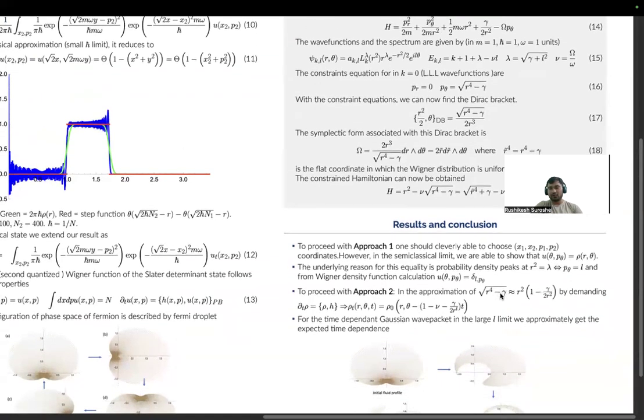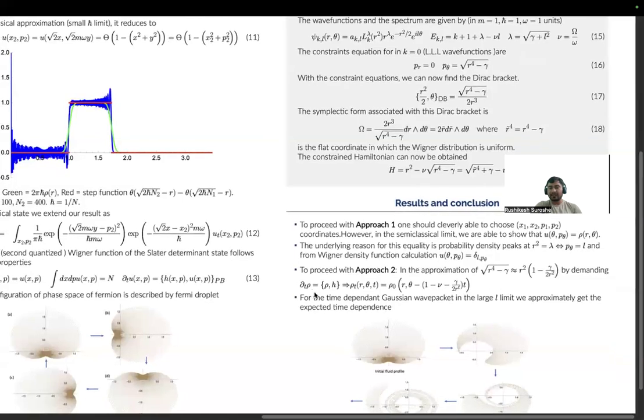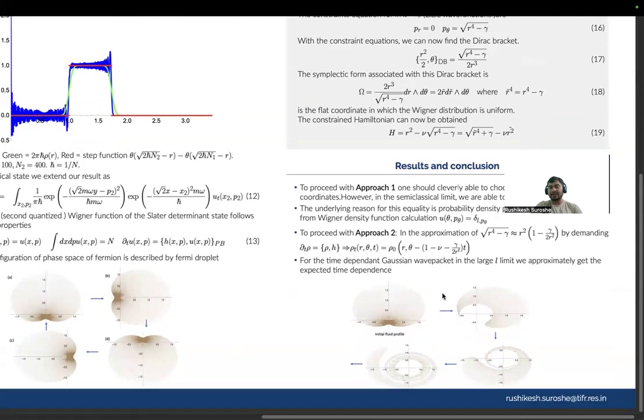To proceed with approach 2, we use this approximation, and with it we find that our probability density should satisfy this equation. Our next goal is to match this profile between the eigenvalue density and the Wigner function. Thank you very much.